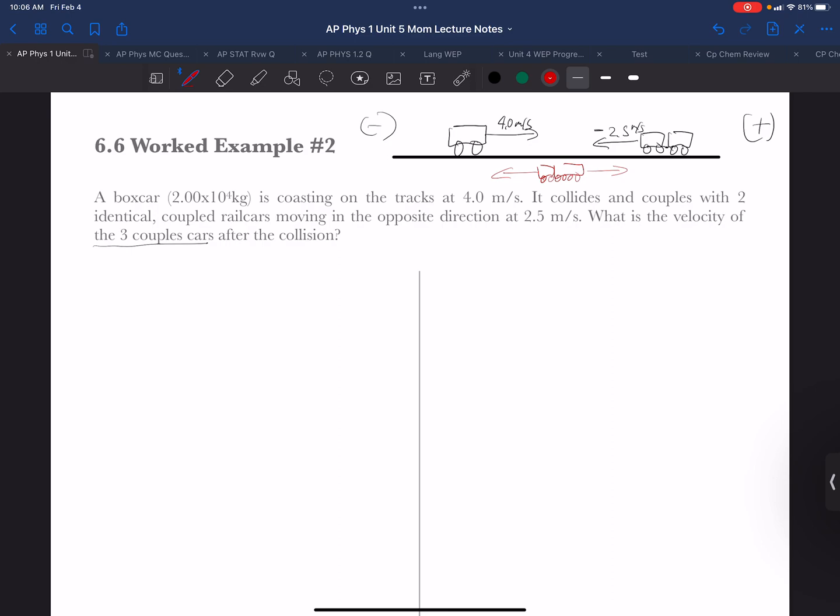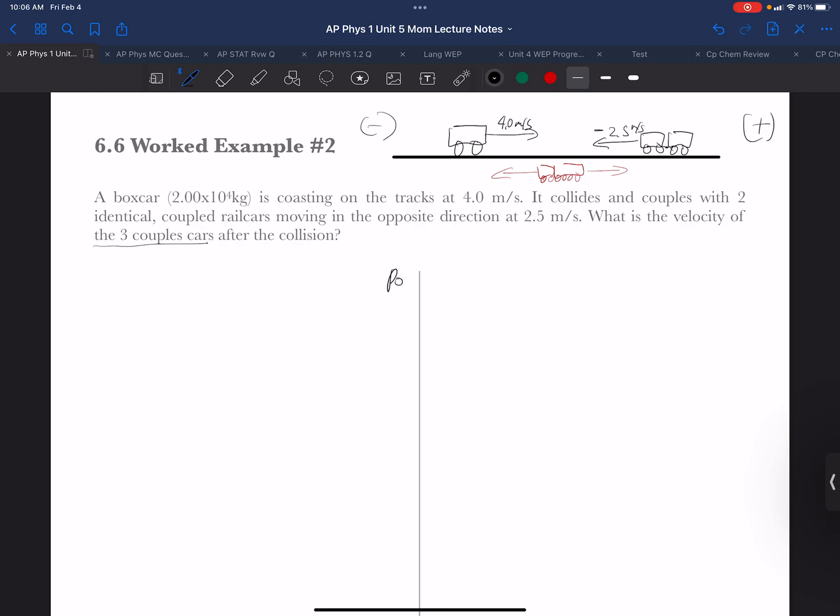Now, we want to think about this system comprising the three railway cars. We can consider the system as having a center of mass. This whole system has momentum. That momentum of the system will be conserved, and we're going to come back to that at the end of the calculation. So let's set up our equation.